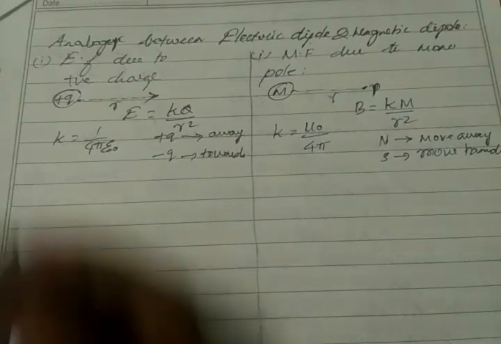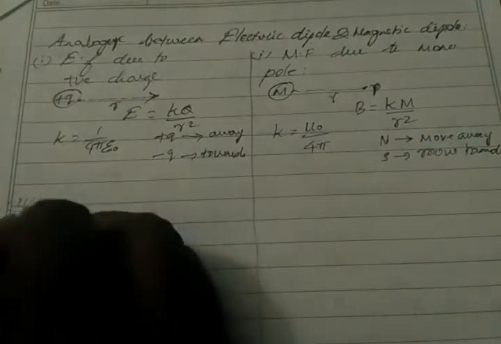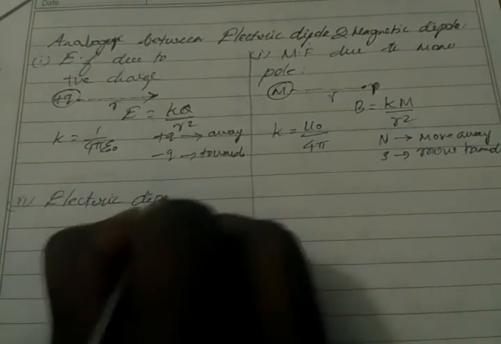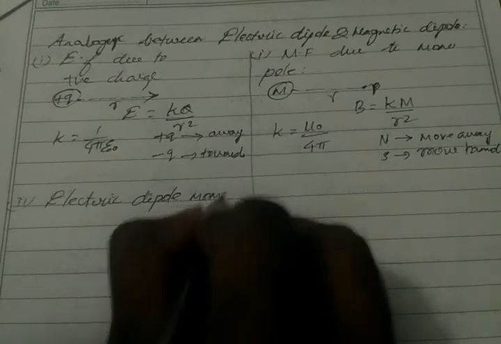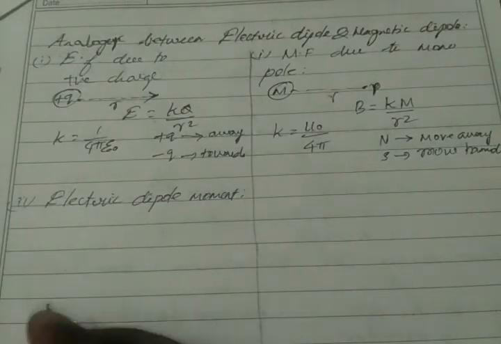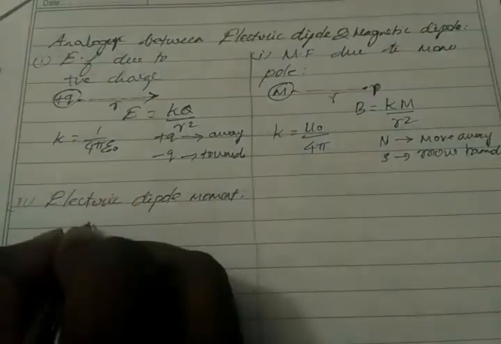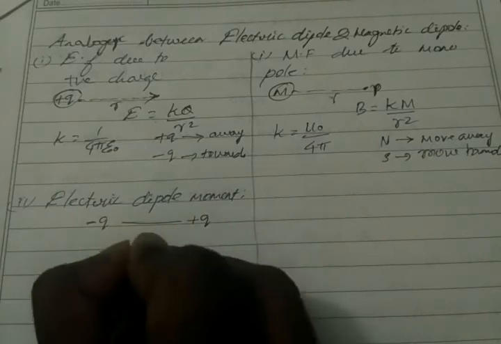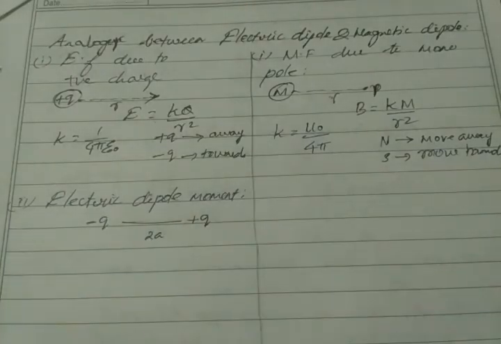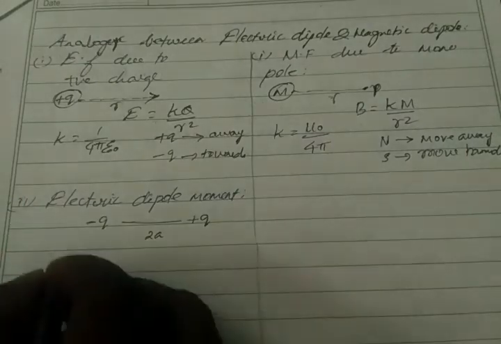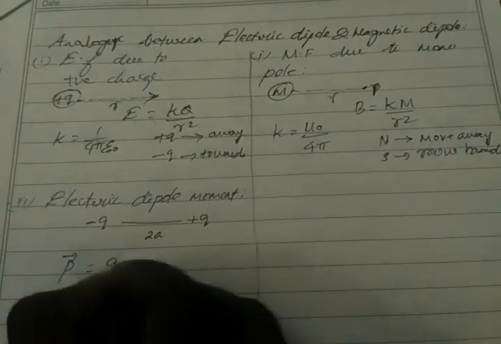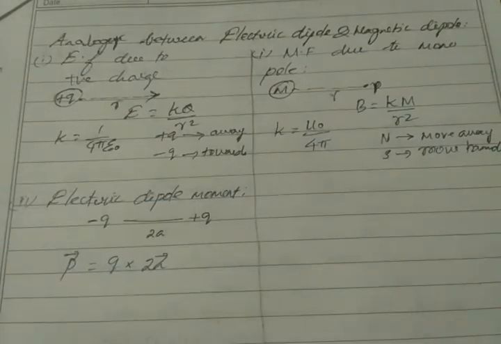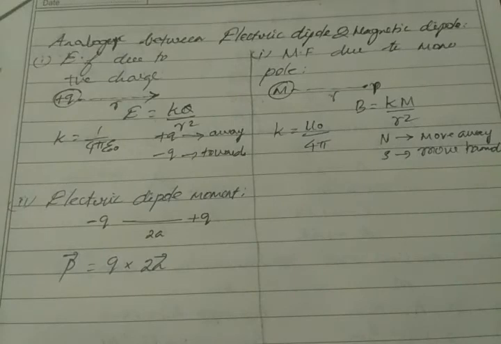The next one is electric dipole moment. What's the formula for electric dipole moment? Can you remember? Electric dipole moment starts with negative charge, ends with positive charge, separated by 2a. So the formula is P equal to Q into 2a. Right, this is the formula for electric dipole moment.